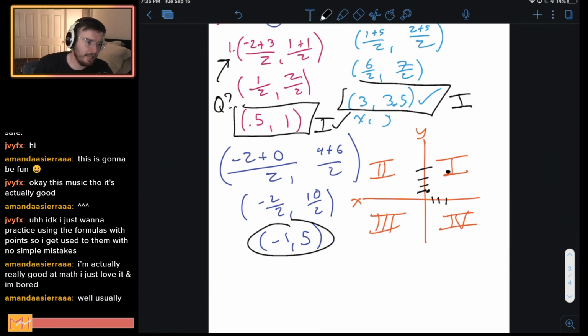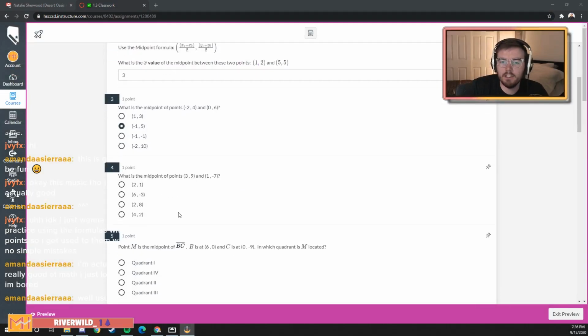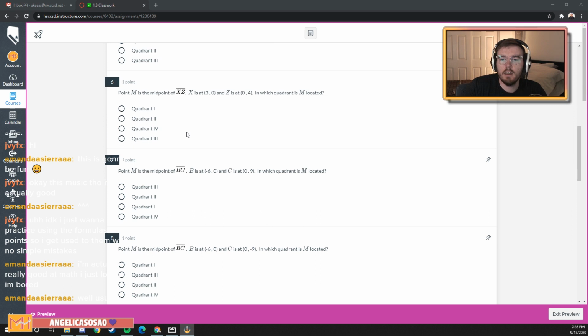I look at this point, (-1, 5). I go left 1, up 1, 2, 3, 4, 5. So right there is that point. So what quadrant am I in? Quadrant 2. The question is as simple as that. That's all you have to do on those. So literally all of these questions asking where it is, you would find the midpoint first and then determine the quadrant.